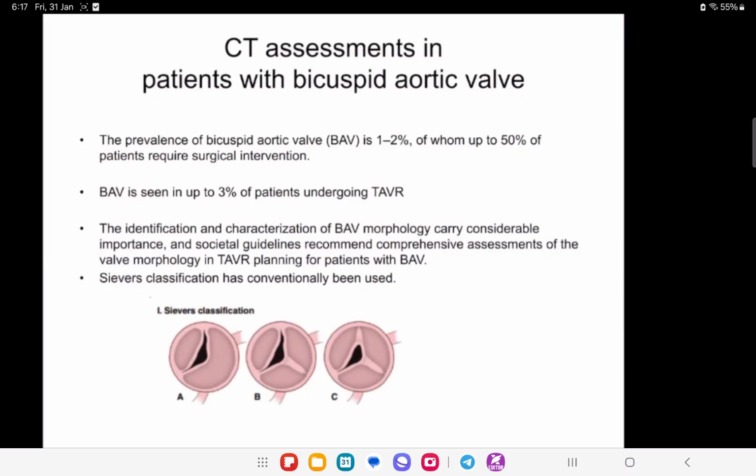CT assessments in patients with bicuspid aortic valve. The prevalence of bicuspid aortic valve is 1 to 2%, of whom up to 50% of patients require surgical intervention. The bicuspid aortic valve is found in up to 3% of patients undergoing TAVR. The identification and categorization of bicuspid aortic valve carry considerable importance, and societal guidelines recommend comprehensive assessment of the valve morphology in TAVR planning for patients with bicuspid aortic valve. Sievers classification has conventionally been used.